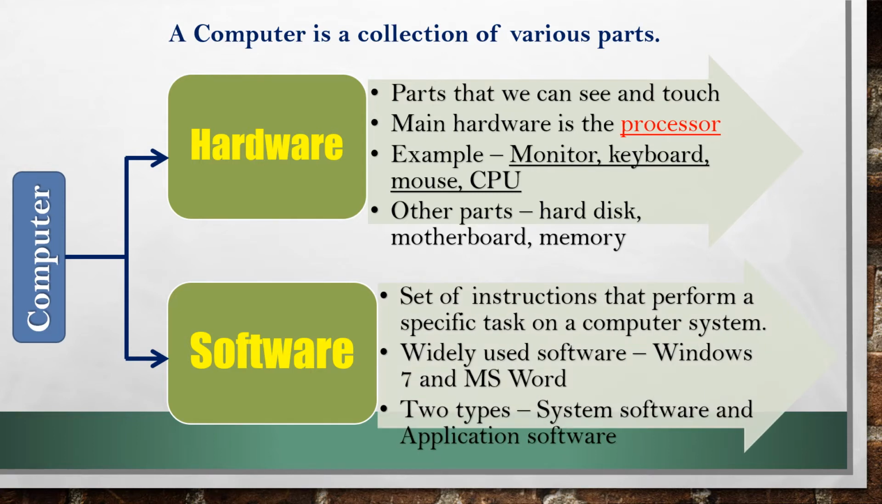Next, software. A computer cannot work by itself. It needs step-by-step instructions to work. Software is a set of instructions that perform a specific task on a computer system. Some widely used software are Windows 7 and MS Word. There are two kinds of software, system software and application software. First we will see hardware.